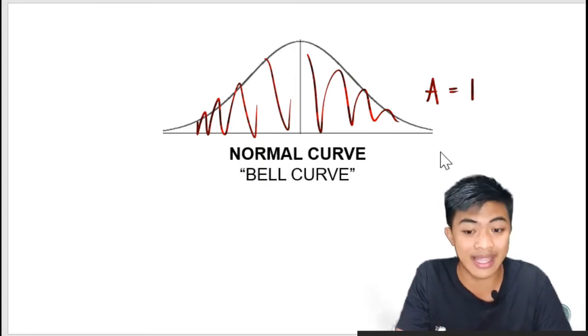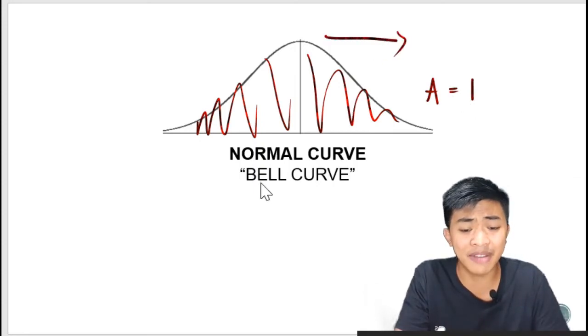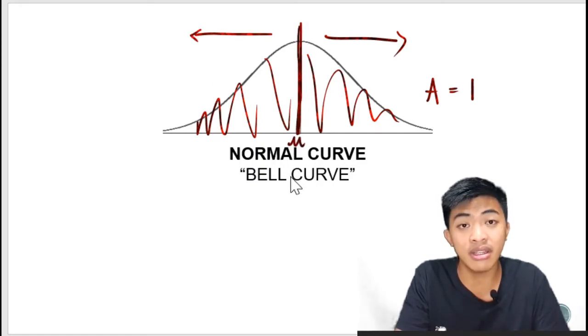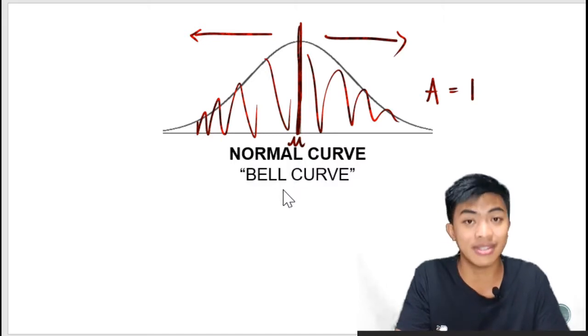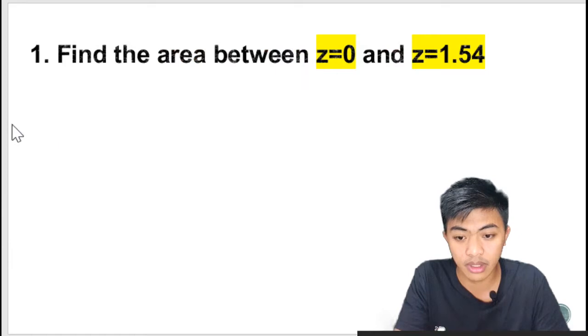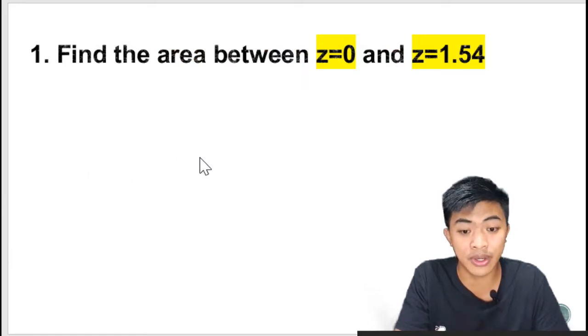Okay, fixed na yan. Half of the area is above the mean and half of the area is below the mean. Ito po yung mean natin. Okay? And the mean of a standard normal distribution is 0. Okay, so let's have an example. Find the area between z is equal to 0 and z is equal to 1.54.